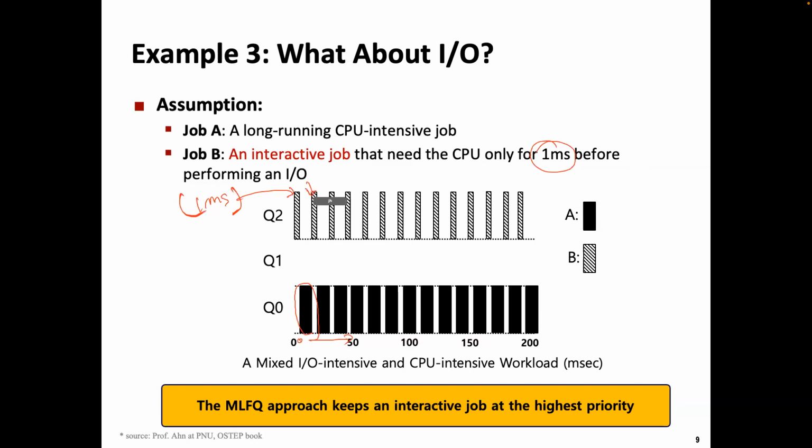So job B does not spend its allotted time slice, because it only spends 1 millisecond of the CPU resource. Then the scheduler keeps the priority as Q2. Again, Q2 has the higher priority to run, to take the CPU resource.